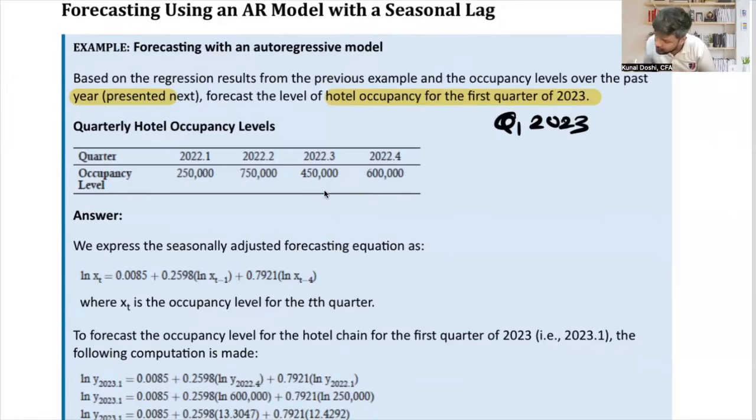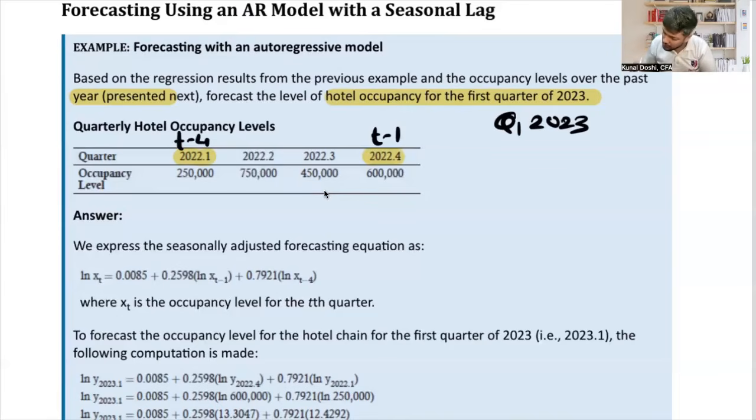So I need Q1 2022, and I am going to forecast the level of hotel occupancy for the first quarter of 2023. So what I'll do is go one quarter back. That is the last quarter of 2022. So this is going to be my T minus 1 and this is going to be my T minus 4. I'll add the lag.